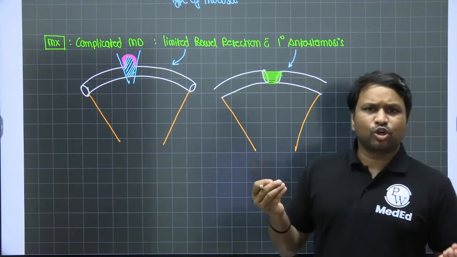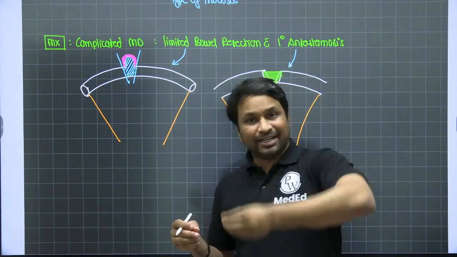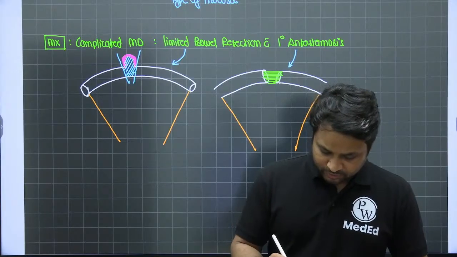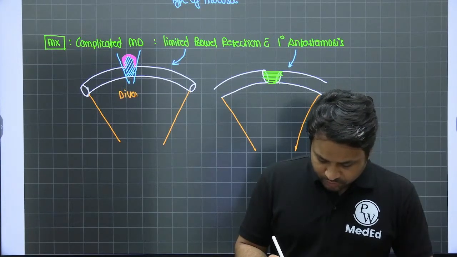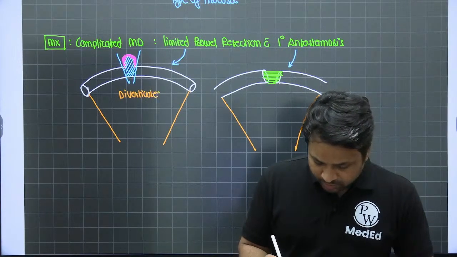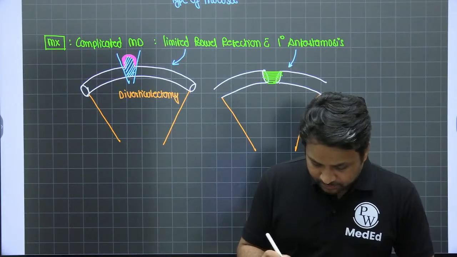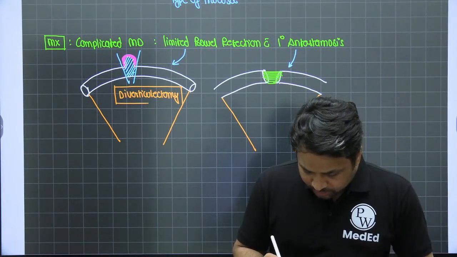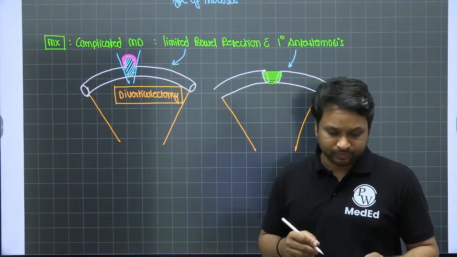Now, this is also called the diverticulectomy with primary anastomosis. This limited bowel resection is also indicative of you doing a diverticulectomy. We're excising the entire diverticulum.